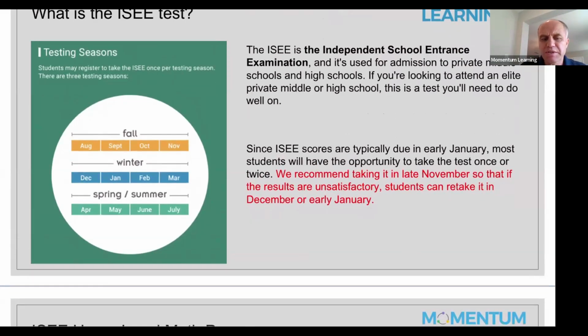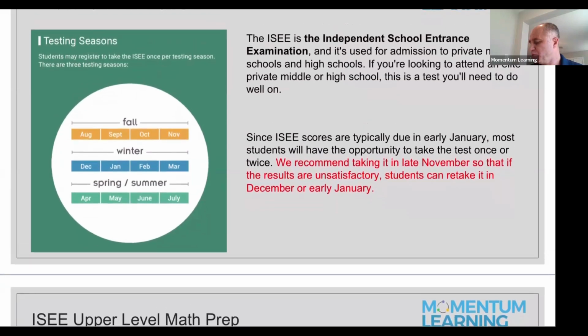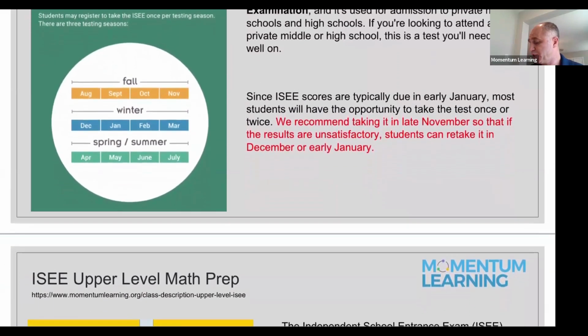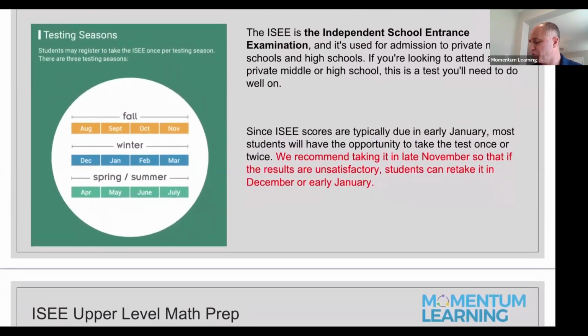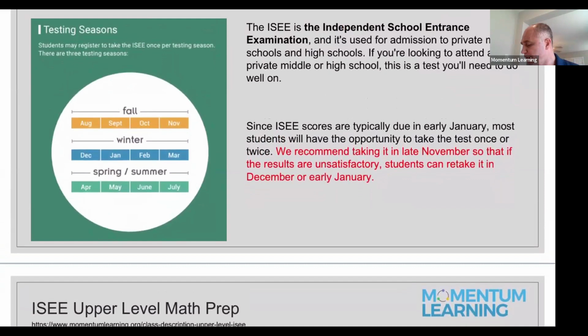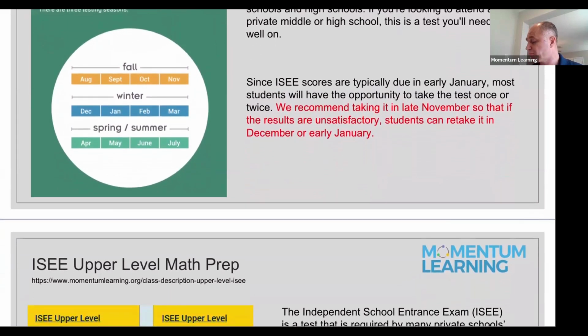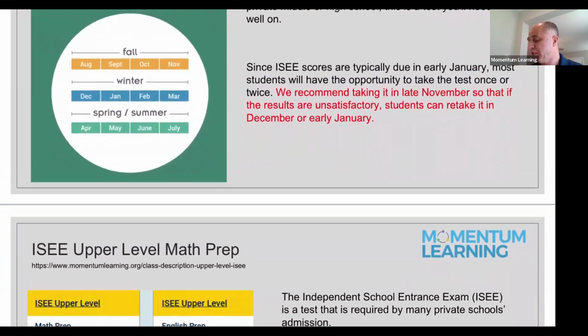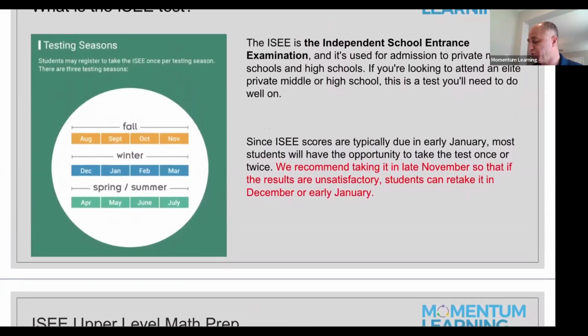This exam is offered in 3 testing seasons: winter, spring, and summer. You can register for the tests once per season. Scores are typically available in early January. So you can take this twice or 3 times, depending on you, because we suggest our students take this exam in the first fall season, in October or at least in November. And if the score is not satisfactory, you have a chance to take it in the second season in December, because we need that score at the beginning of the first week of January.